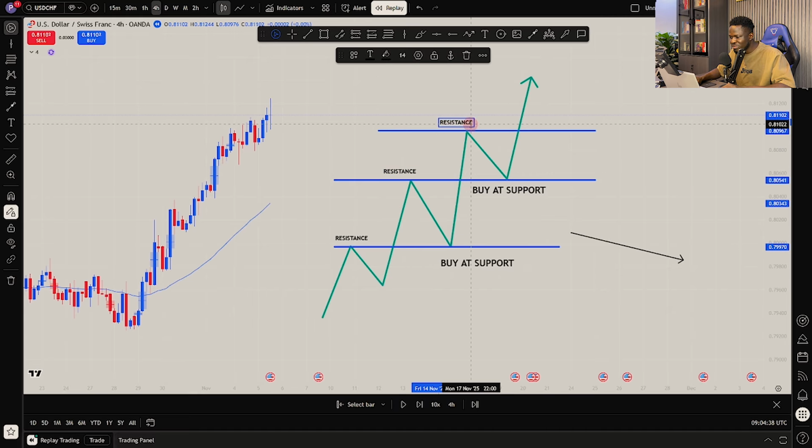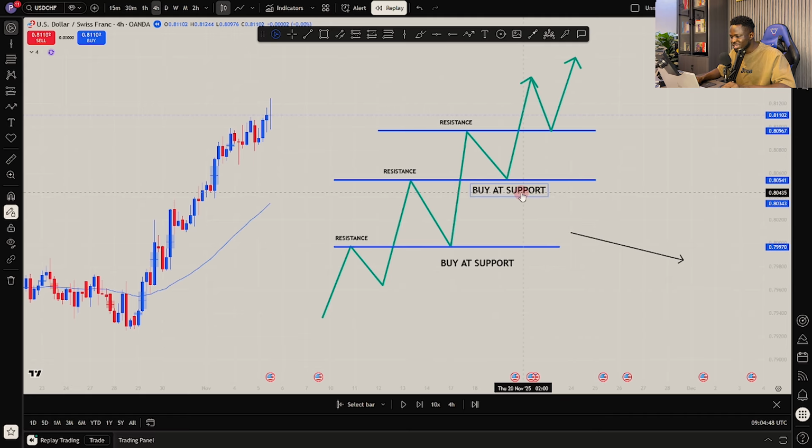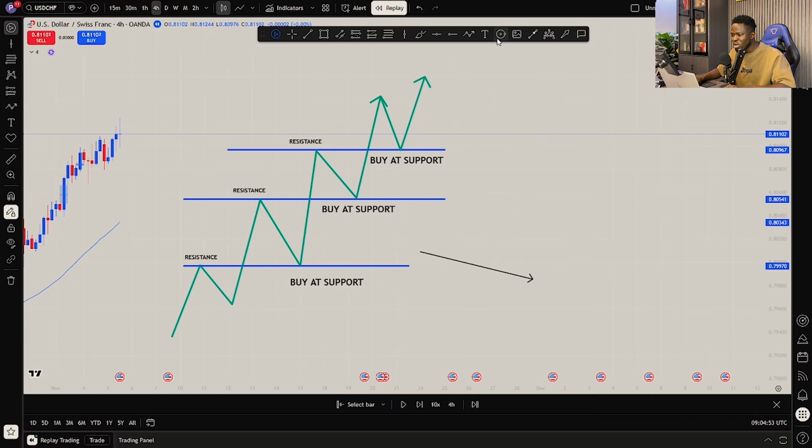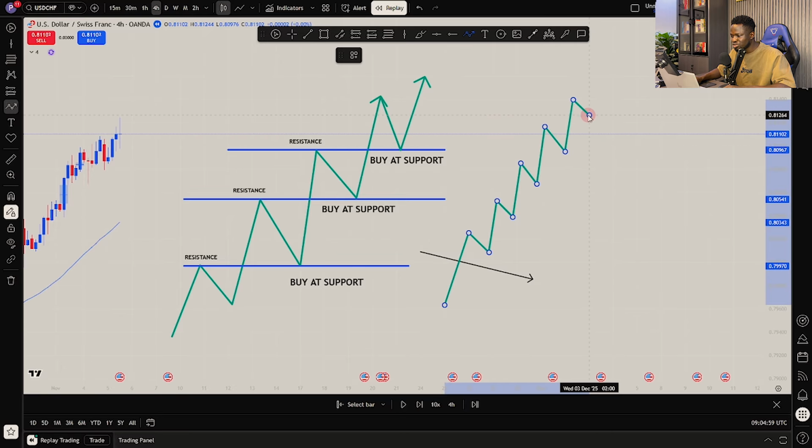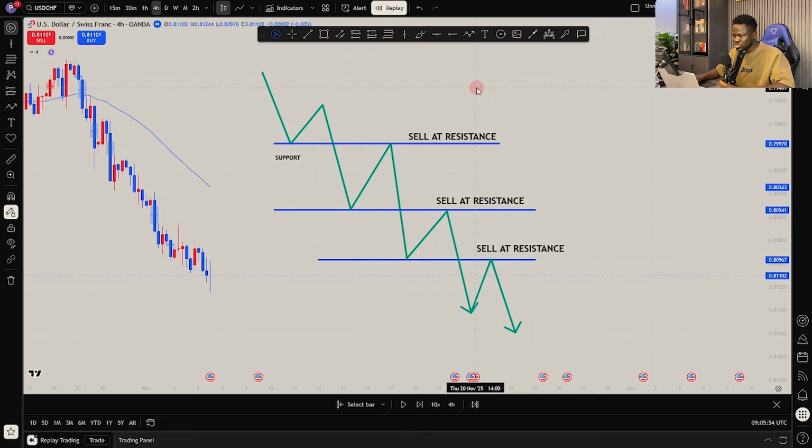Price action invalidated this resistance again. Then your next decision is to wait for price to come back to the support here, then you execute without hesitation. Buy at support level when the price action is trending up. Whenever you see bullish market structure like this, always wait for price to come back to the support level before you execute your trade. Bearish market condition, always sell at the resistance.